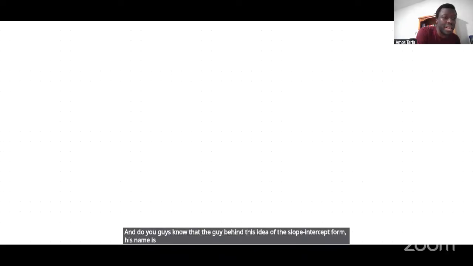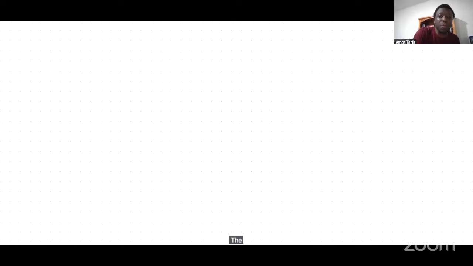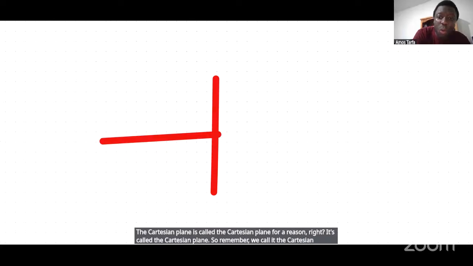So yesterday we talked about the slope-intercept form of the line. And do you guys know that the guy behind this idea of the slope-intercept form, his name is René Descartes. And René Descartes, okay, so this is the Cartesian plane. The Cartesian plane is called the Cartesian plane for a reason, right? So remember, we call it the Cartesian plane. But why is it called the Cartesian plane?